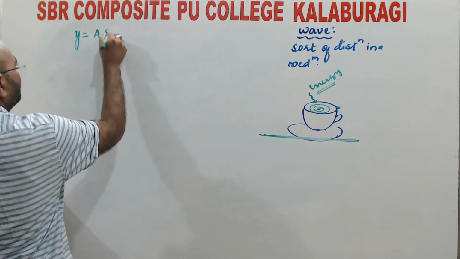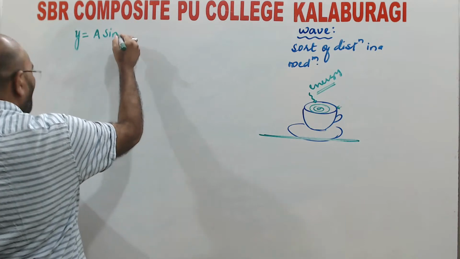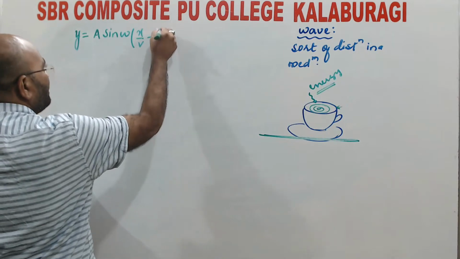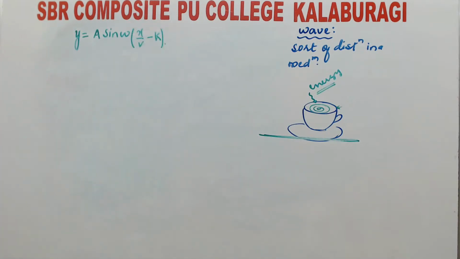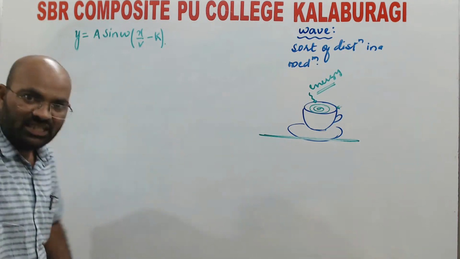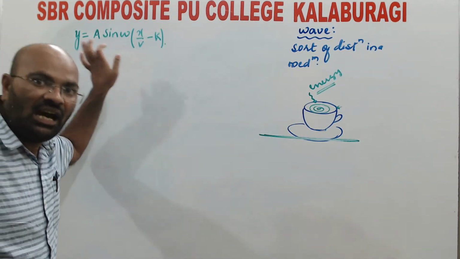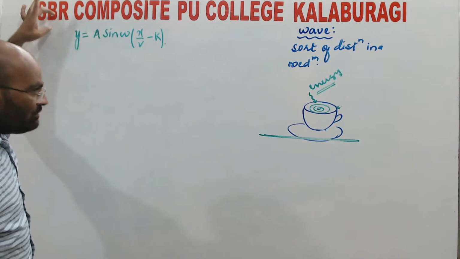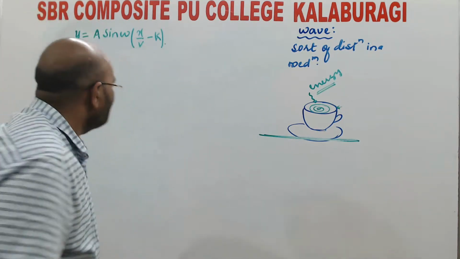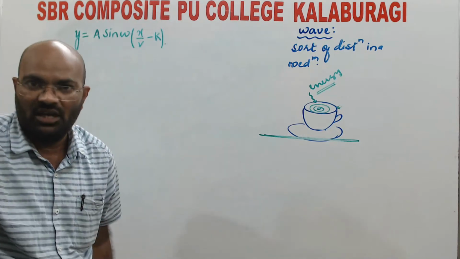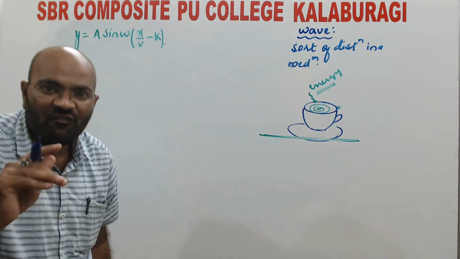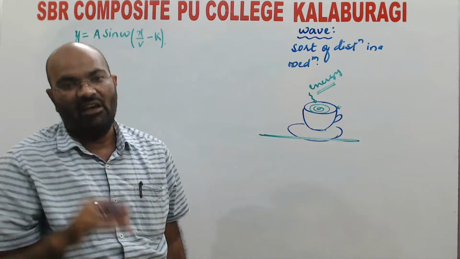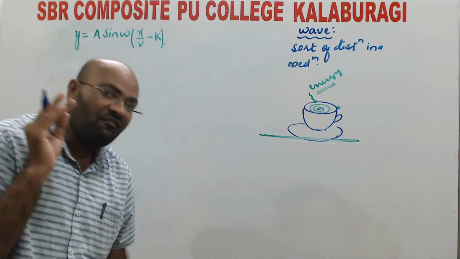Y is equal to A sine omega into x by v minus k. This is called a progressive wave equation. Remember, this concept will be discussed in the last chapter of PUC first year, that is the wave chapter. In that chapter, one of the important equations is called the progressive wave equation. What is a progressive wave? A wave which travels continuously in a medium with constant amplitude and phase is called a progressive wave.